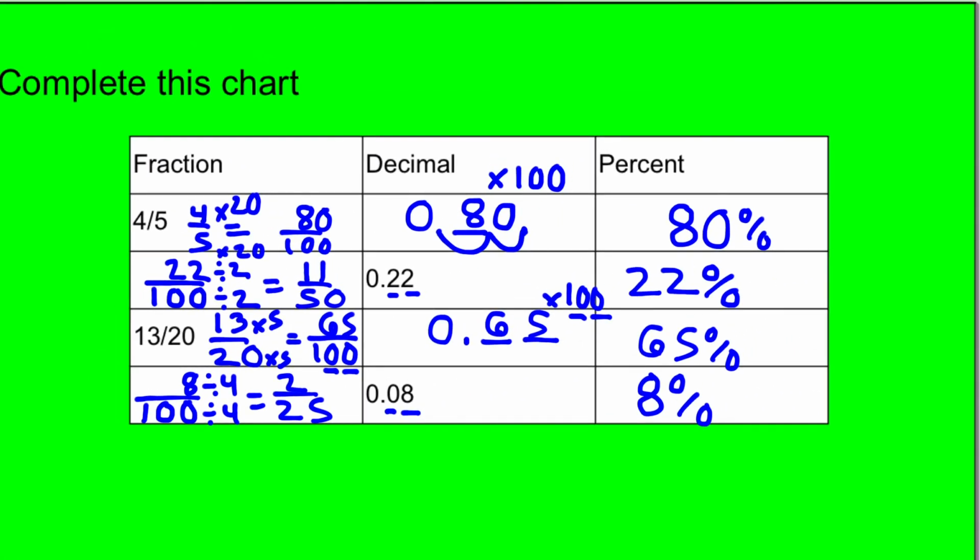So those are the main things you have to be able to do so far. You have to be able to take a fraction and make it a percent. You have to be able to take a decimal and make it a percent. You have to be able to take a fraction and make a decimal, or a decimal and make a fraction. Okay? You've got an assignment to do today. Use this chart to help guide you through that assignment.